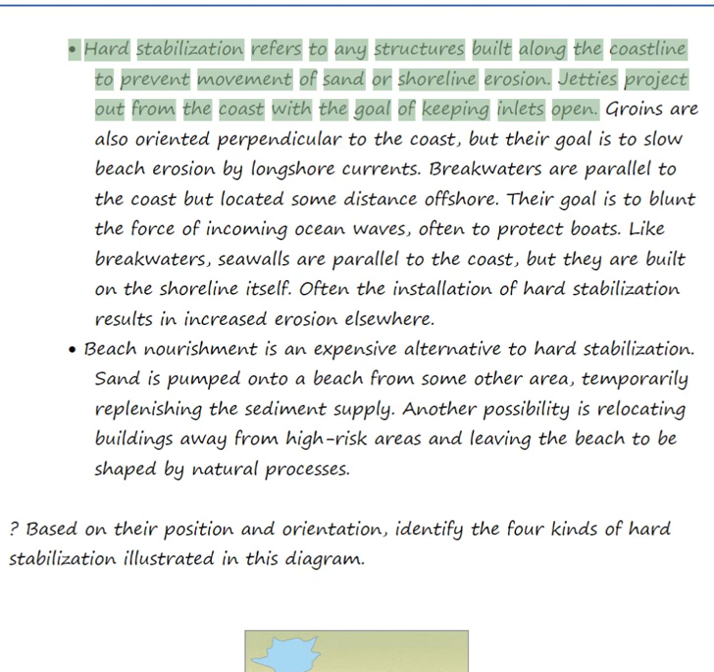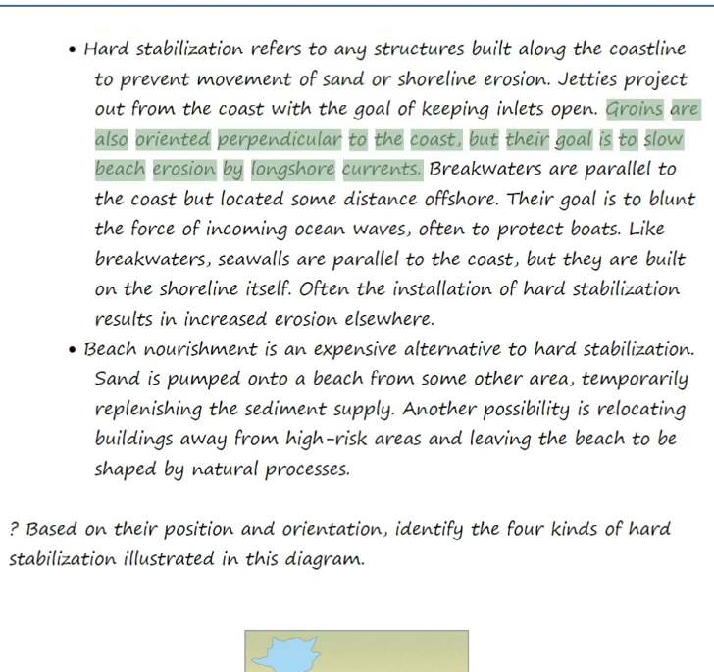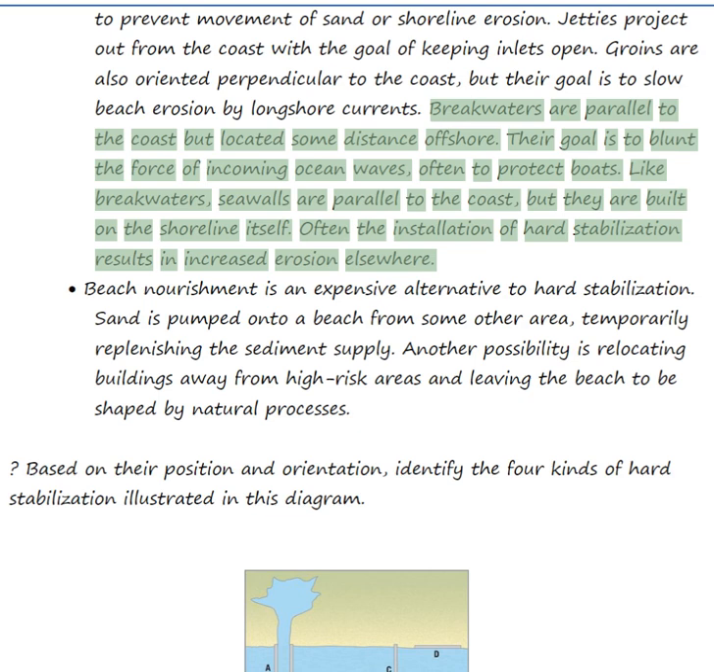Jetties project out from the coast with the goal of keeping inlets open. Groins are also oriented perpendicular to the coast, but their goal is to slow beach erosion by longshore currents. Breakwaters are parallel to the coast but located some distance offshore. Their goal is to blunt the force of incoming ocean waves, often to protect boats. Like breakwaters, seawalls are parallel to the coast, but they are built on the shoreline itself. Often the installation of hard stabilization results in increased erosion elsewhere.